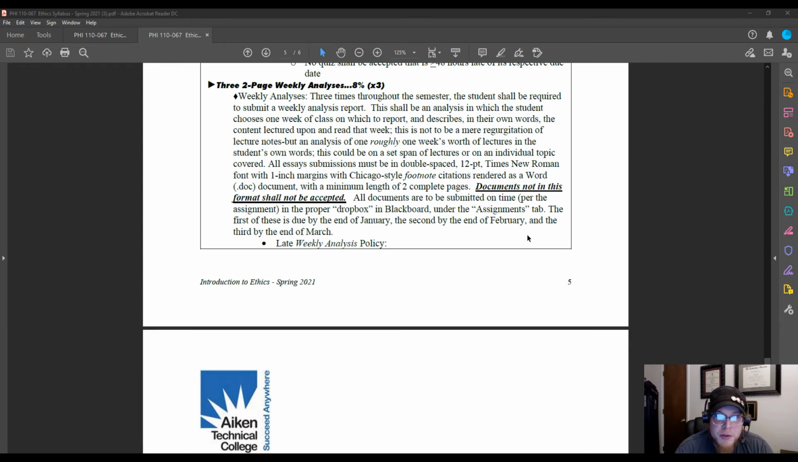All essay submissions must be in double-spaced 12-point Times Roman font with 1-inch margins with Chicago-style footnote citations rendered as a Word document with a minimum length of 2 complete pages. Documents not in this format shall not be accepted. All documents are to be submitted on time per the assignment in the proper Dropbox in Blackboard under the Assignments tab. The first of these is due by the end of January, the second by the end of February, and the third by the end of March.